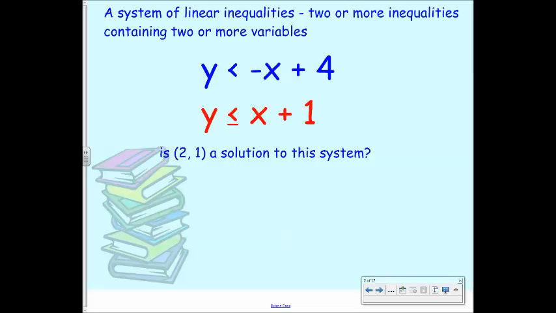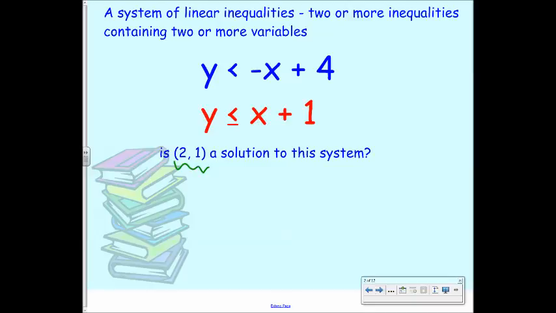If I say, is 2, 1 a solution to this system, what would you have to do? Plug it into which one? To the x and y in which inequality? The top one, the bottom one, or both? You have to do both, because if it's a solution to a system, that means it's what? It's a solution to more than one. It's a solution that works for both of them. So 2, 1, if it works for one and the other, then it's a solution.